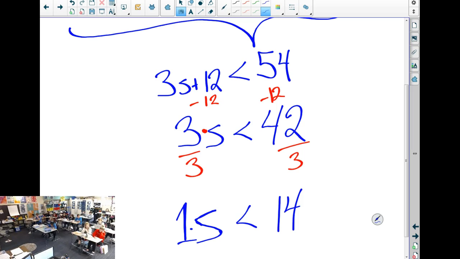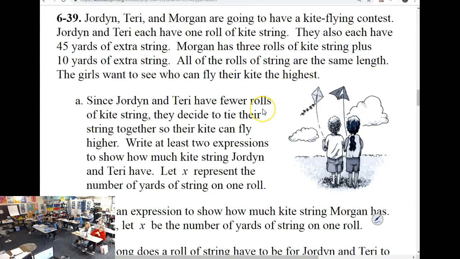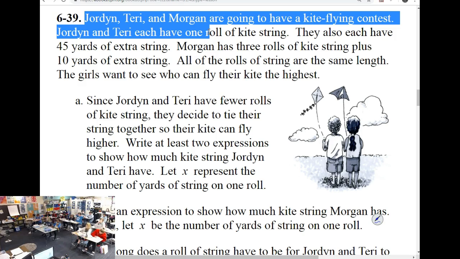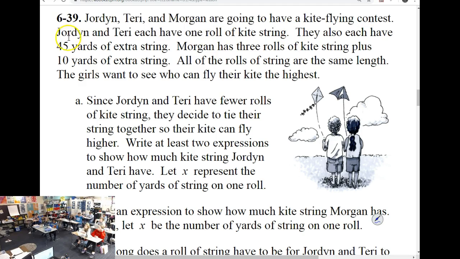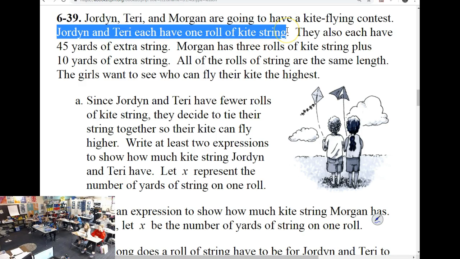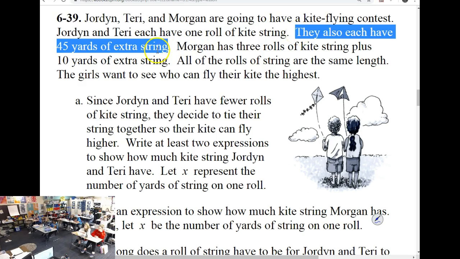All right, now this one I'm going to try to see if you guys can earn back my trust for working on your own. You have to think about this one though. There's multiple people, multiple things to deal with. So Jordyn, Teri, and Morgan are going to have a kite flying contest. If you've ever flown a kite, you know you have to have enough string to get it up there, and the longer the string is, the higher you can go. Jordyn and Teri each just have one roll of string. They also have 45 yards of extra string, like off a roll.